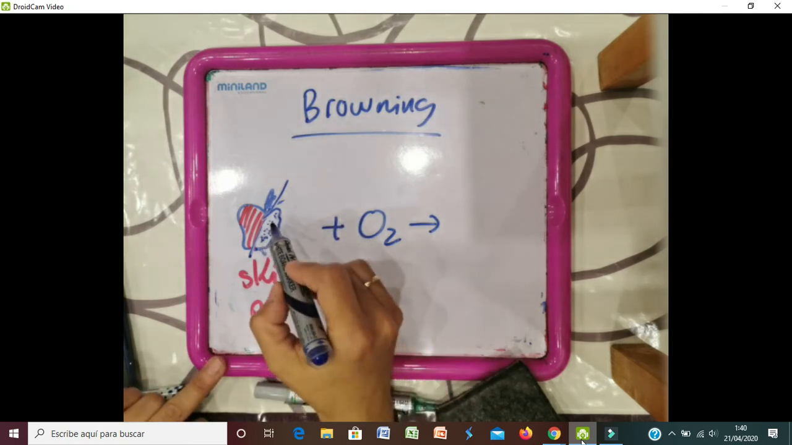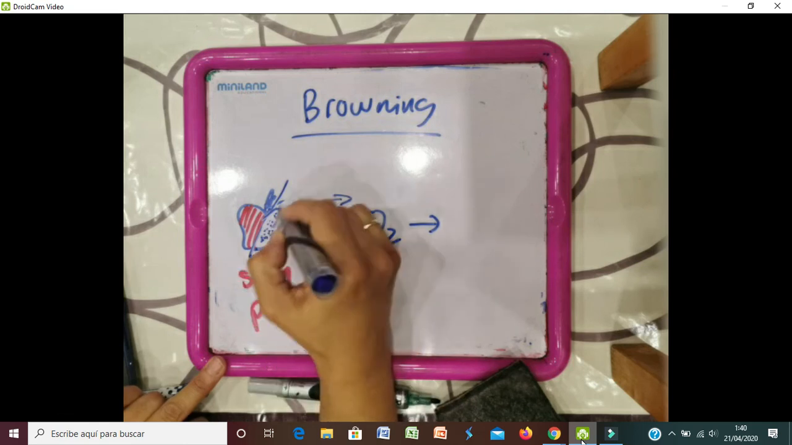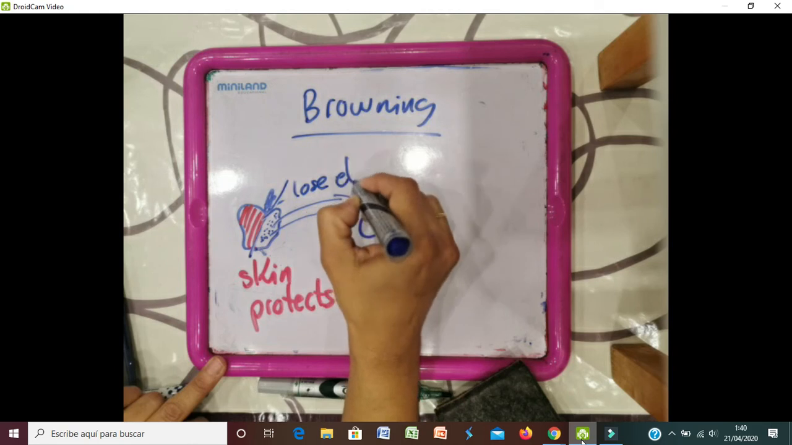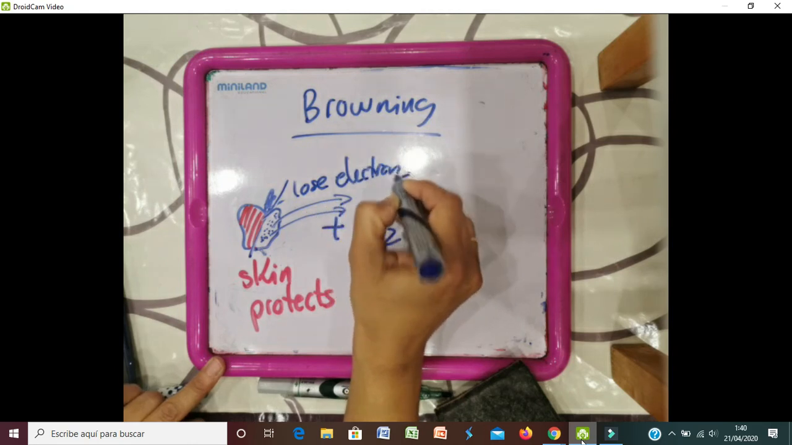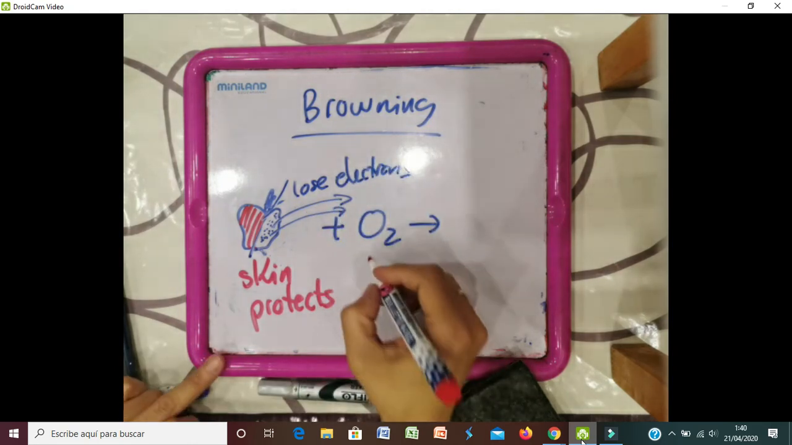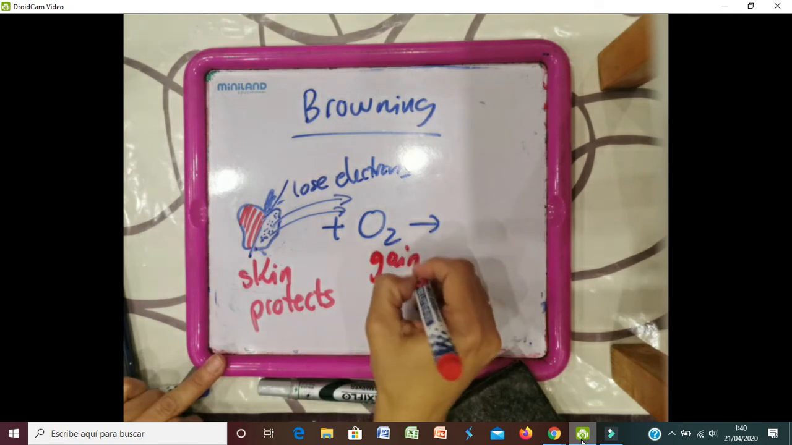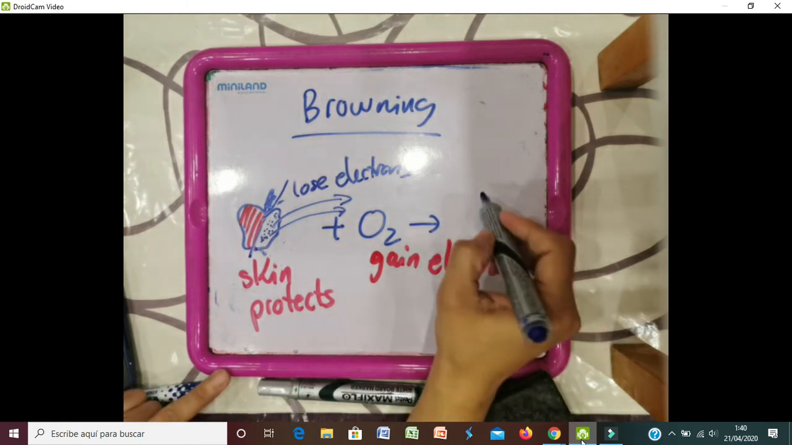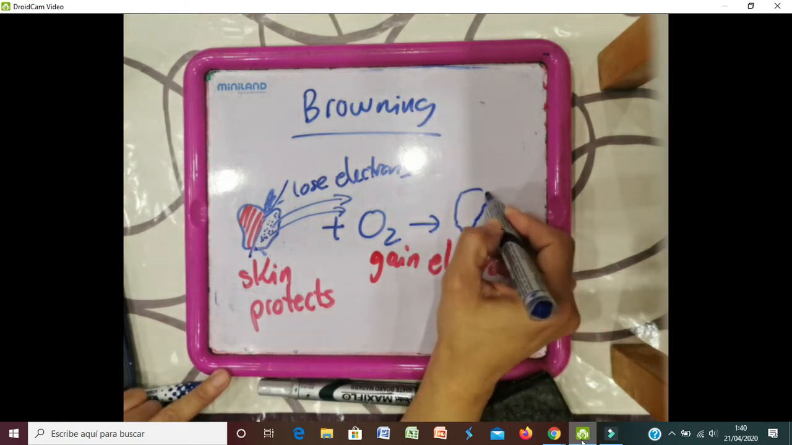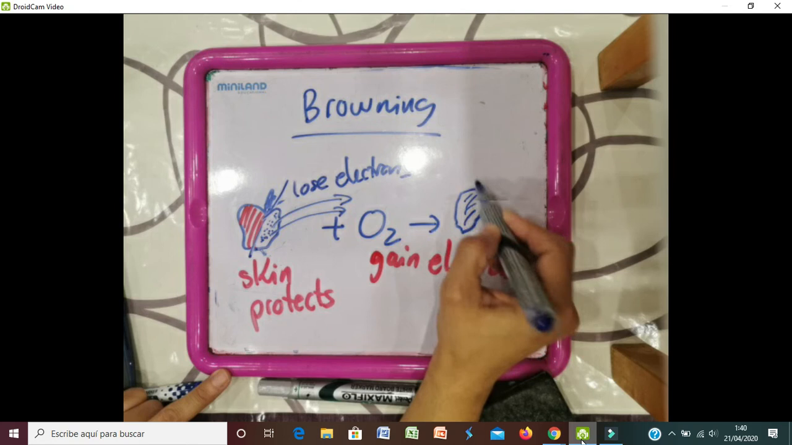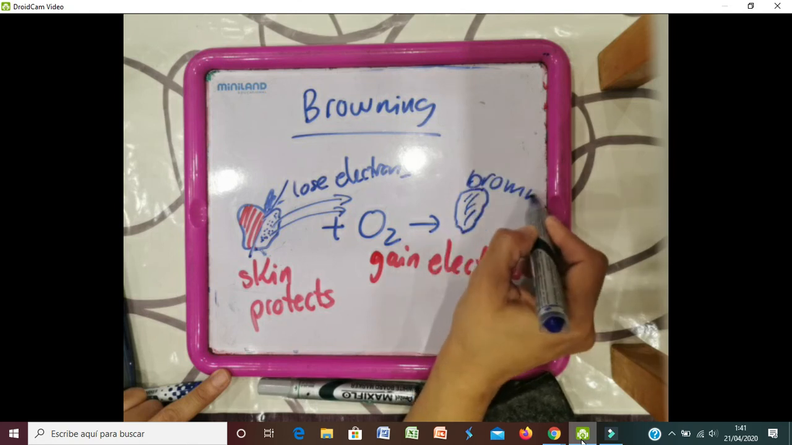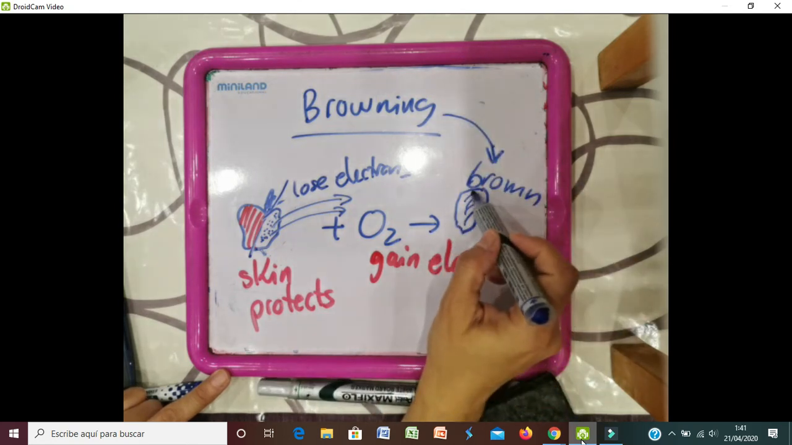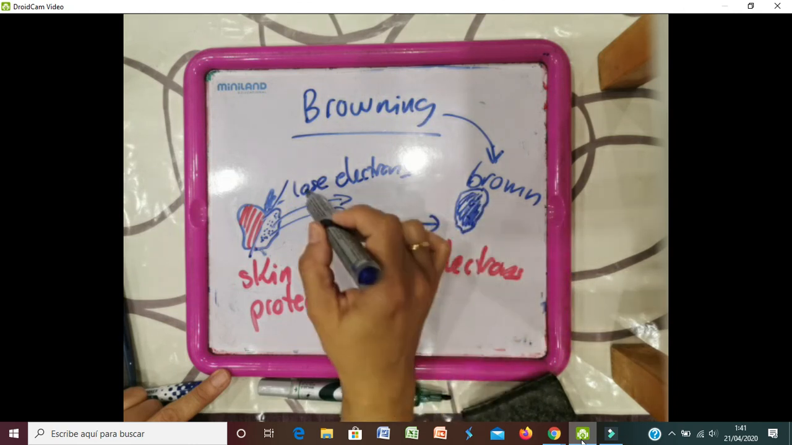So these electrons are going to go to the air and then the apple is going to lose electrons and the oxygen is going to gain electrons. And at the end, what we will have is that the surface of the apple will be brown. That's why it's called browning, because in this surface we already have that it has lost electrons, right?